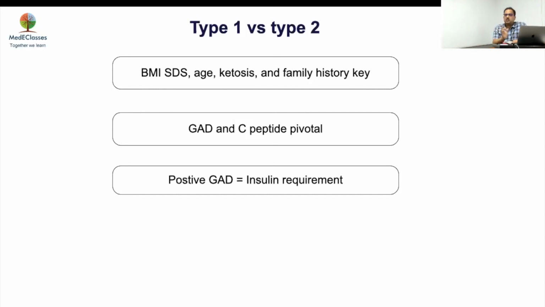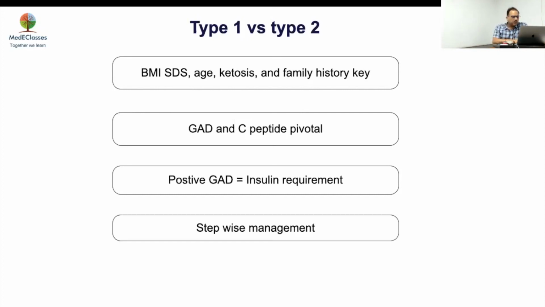Next, as we discussed, if GAD is positive, think of insulin requirement. That is very, very important. And of course, depending upon the ketosis level and the osmotic symptoms, you decide whether you give basal bolus, insulin with metformin, or just metformin. GLP-1 always as a second line agent becomes very, very important in that regard.